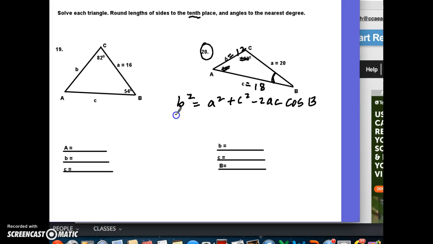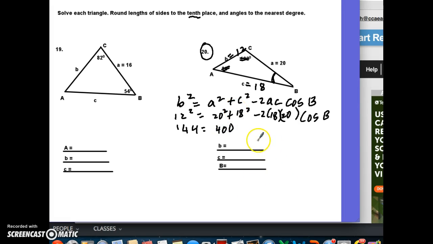So here we know length B is 12, so 12 squared is going to be equal to 20 squared plus 18 squared minus 2 times 18 times 20 times the cosine of angle B, and that's how we'd find angle B. 12 squared, you know, is 144. 20 squared, you might know, is 400. 18 squared, I think it's 324.